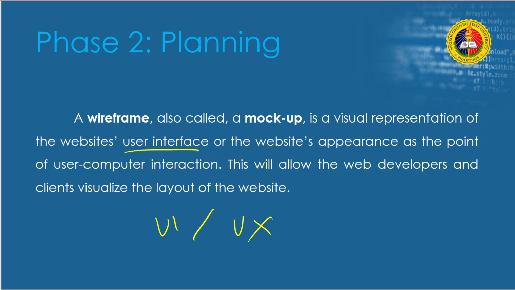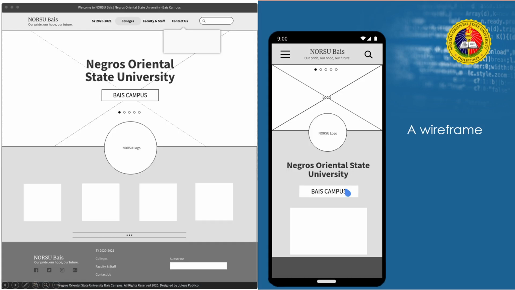Okay. Alright. So in this case, the wireframe, basically you're going to visualize. This is for the people involved, like the web developers and clients, so they can visualize the layout of the website. So this is an example of a wireframe. This is not exactly how the website is going to look like, because as you can see, there are just boxes, lines, and then text, right? Again, this is just to visualize.